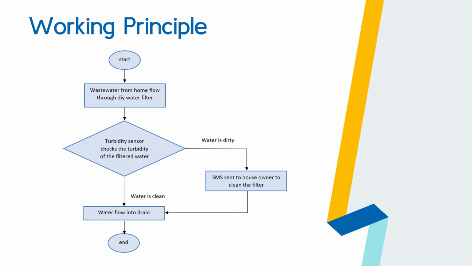First of all, the wastewater from home will flow into the DIY water filter, and the filter will then filter out the turbidity and contaminants from the wastewater and make it become clean water. And then the turbidity sensor checks the turbidity of the filtered water, and if the water is clean, the water will flow into the drain and no notification will be sent to the house owner. But if the water is dirty, an SMS will be sent to the house owner to clean the filter, and after receiving the SMS, the house owner should clean the filter so that the filter can function well again.